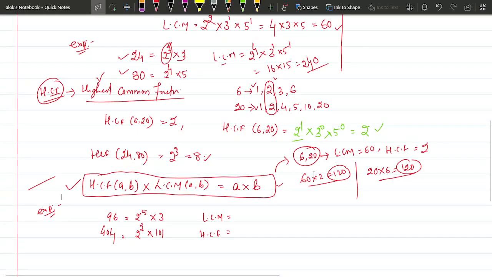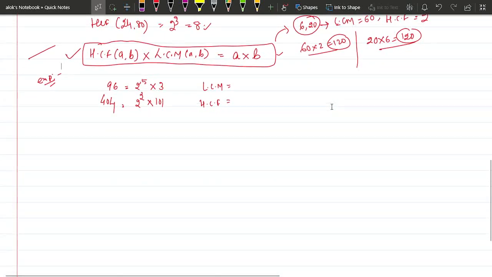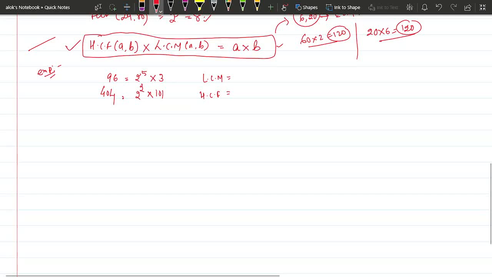Now come to this question. Okay, here we can find HCF and LCM using this formula.